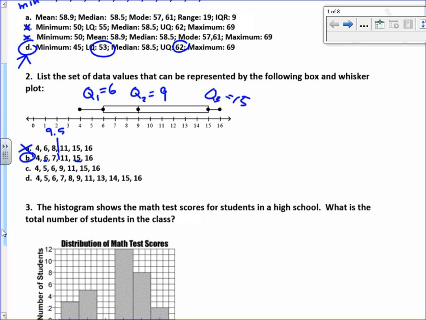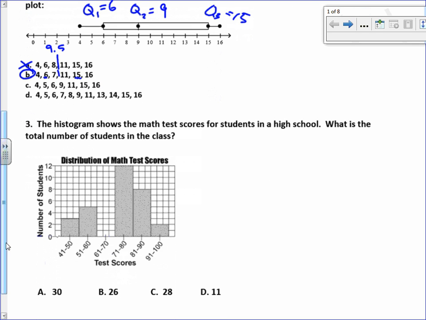Okay. All right. Number 3, the histogram shows the math test scores for students in a high school. What is the total number of students in the class? So I saw some of you did this on your paper. What's a nice way to figure out what numbers we're going to add together? How many are in this column? How many? 3, so I can put a 3 there, and this is 5, this is 0, this is 12, this is 8.